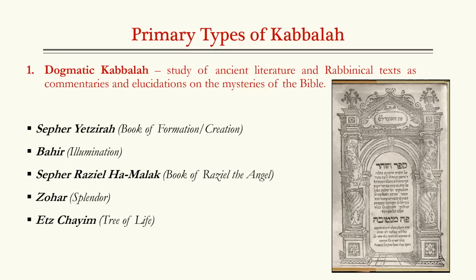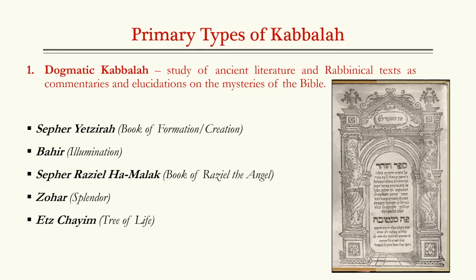This is the study of ancient literature, such as rabbinical texts, such as the Sepher Yetzirah, the Book of Formation. And this is a very short text, actually. It's more of a pamphlet than it is a book, that displays the creation of the universe through the 22 Hebrew letters. It's very short. There are several versions of it, and it's one of those books that you should start reading if you haven't done so. Then there's the Bahir, which literally means the Book of Illumination, Sepher Bahir, and that is also a Kabbalistic midrash.